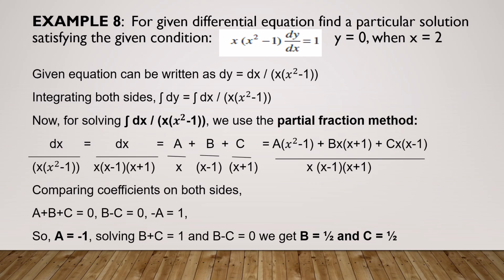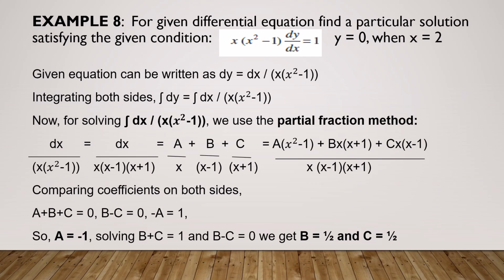The trick is, first just segregate the terms having x and y, means bring the terms having x on one side and y on another side. So it will be dy is equal to dx upon x into x square minus 1. Integrate on both the sides. Integral dy is equal to integral dx upon x into x square minus 1.